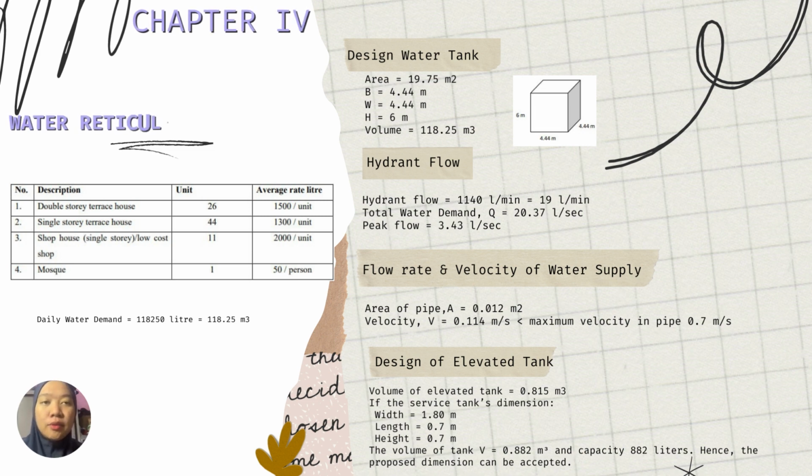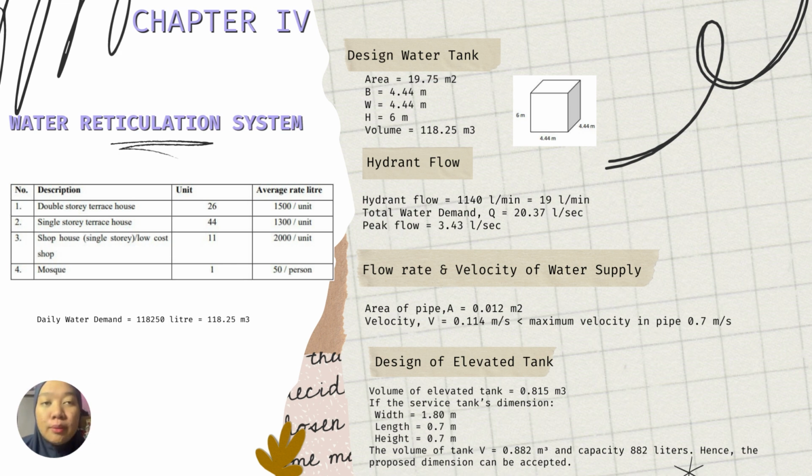Okay, next is chapter 4. My name is Siti Nursyuhada binti Sardan. I will explain about the water reticulation system. For our location, we have 26 units of double-story terrace house, 44 units of single-story terrace house, 11 units of single-story shop house, and for the last, we have 1 mosque.